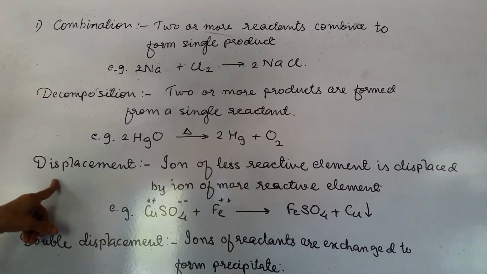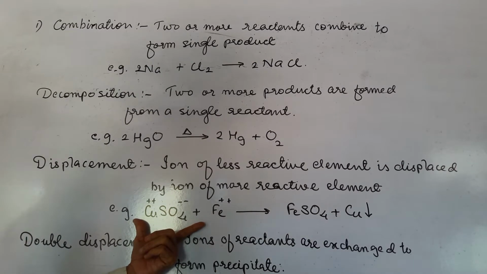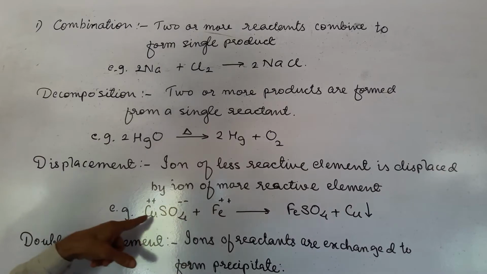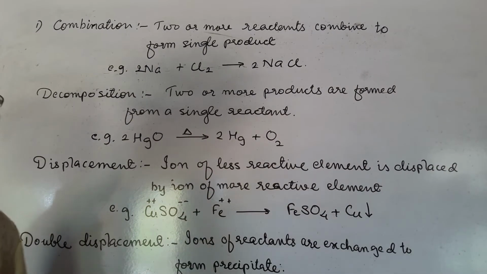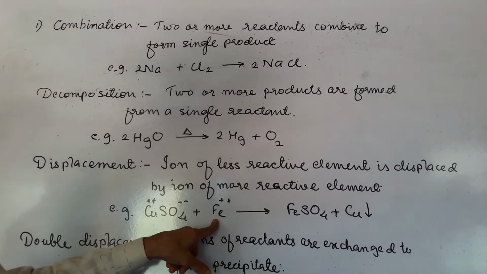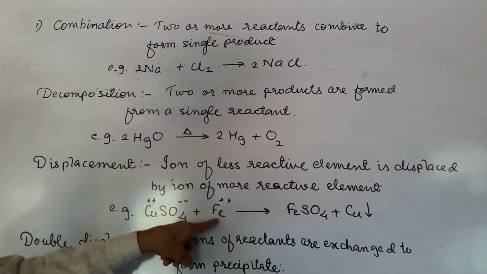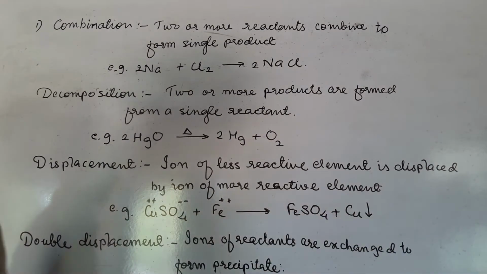The next one we studied is displacement. In a displacement reaction, the more reactive element displaces the less reactive one. You know that iron, Fe, is more reactive than copper, and that's why it displaces copper to form ferrous sulfate, and copper is displaced.